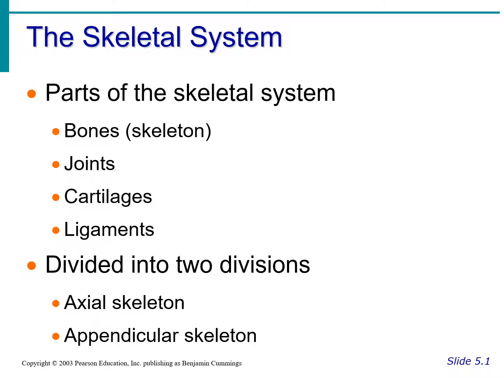Today we're going to learn about the skeletal system. Parts of the skeletal system are the bones, which is the skeleton itself, your joints where the bones meet, cartilages, which are cushioning between the bones, ligaments, which are the connective tissue that attach bone to bone. The skeleton is divided into two divisions, the axial skeleton and the appendicular skeleton. In a couple slides, we will see diagrams of axial and appendicular skeleton, and they'll be described.